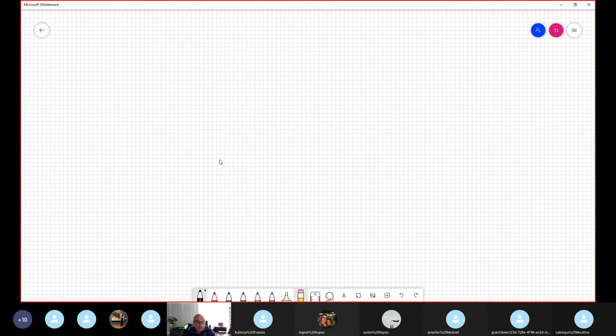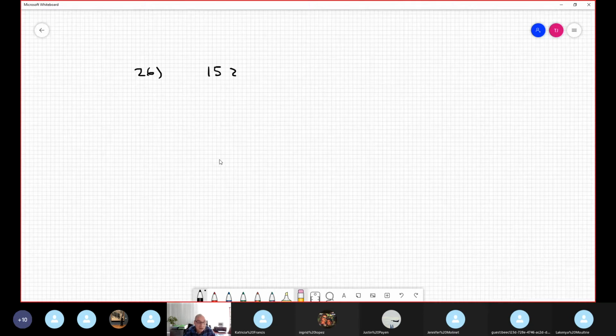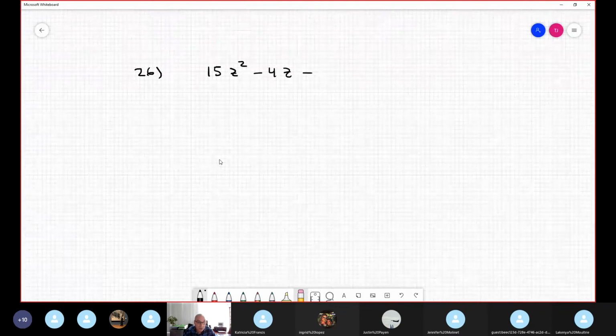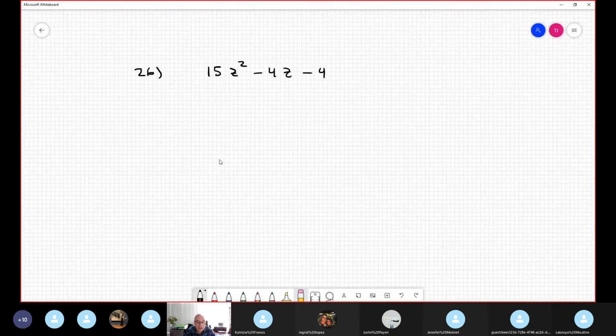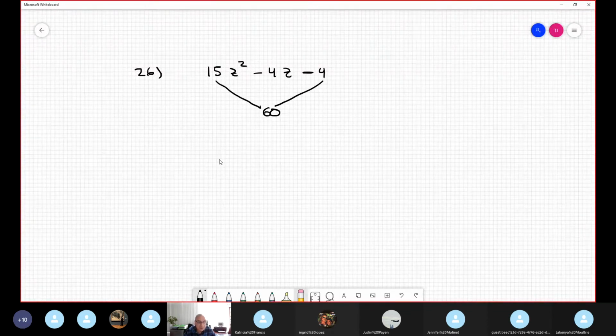Let's go to the 26. 15c squared minus 4c minus 4. Okay, I realize that we are in front of the complicated trinomial because 15 is the leading coefficient, not 1. And your multiplication, 15 times 4 is 60. Remember, I don't care the sign. The sign do not participate in the multiplication. So 60, and give me 4. Wow, I am totally lost.